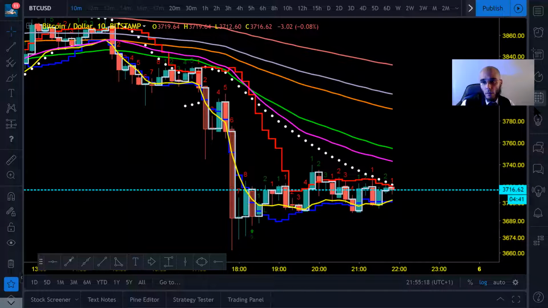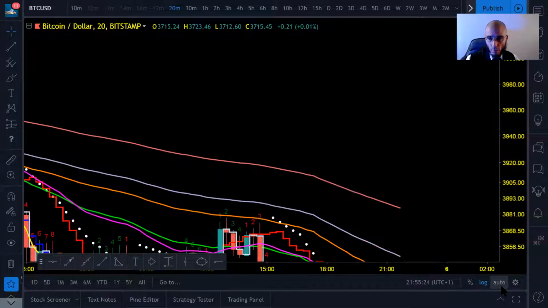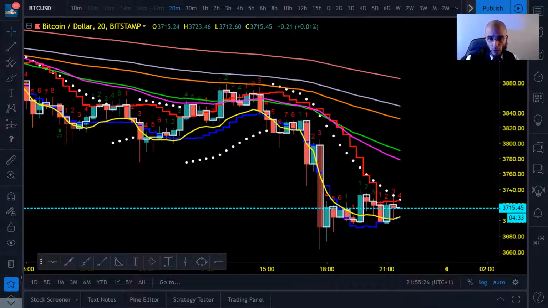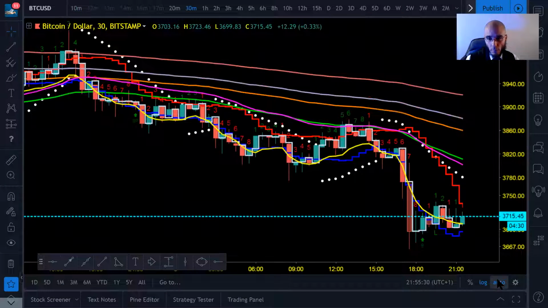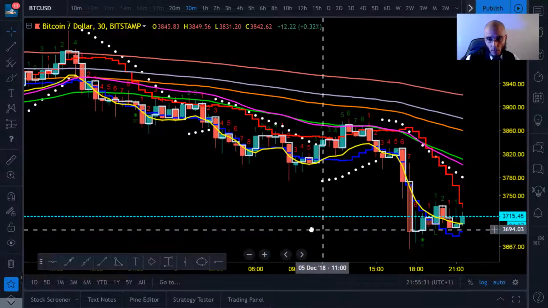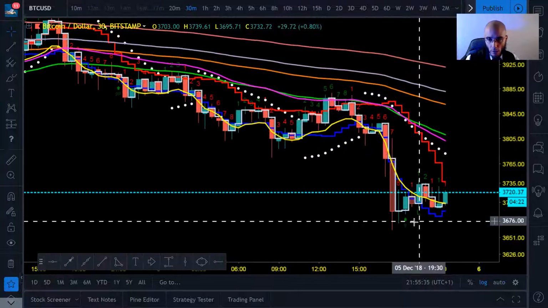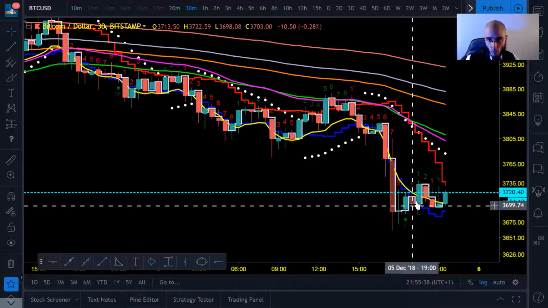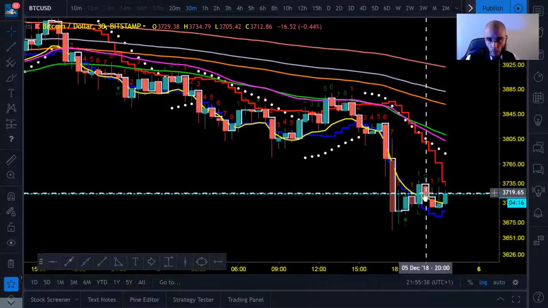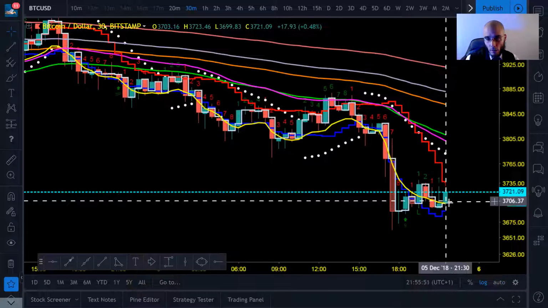Okay, and this is the 10-minute chart. I'm not going to talk about the 10-minute chart. Here we have the 20-minute chart, same thing. The 30-minute chart. So according to the 30-minute chart, you did hit a 9 and then you had a 1, 2, 3 candle reversal.